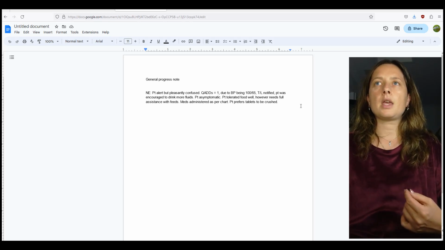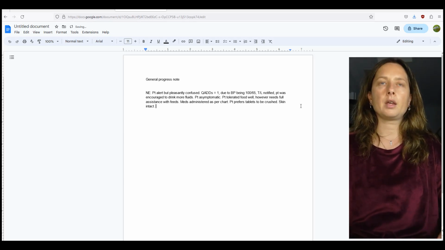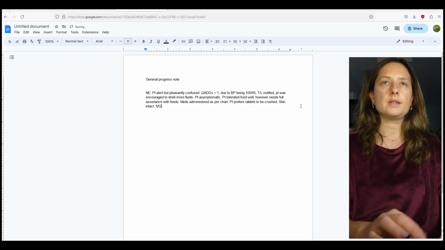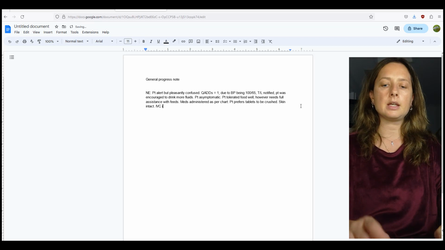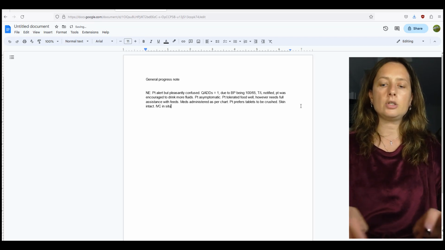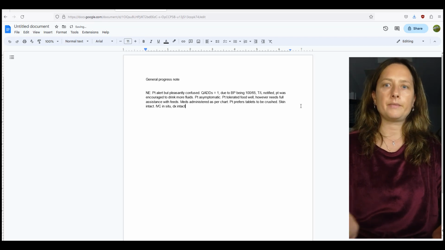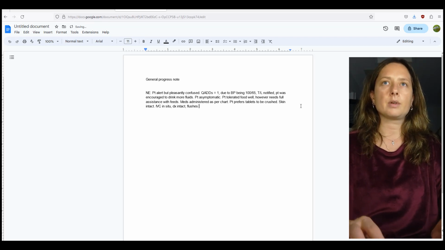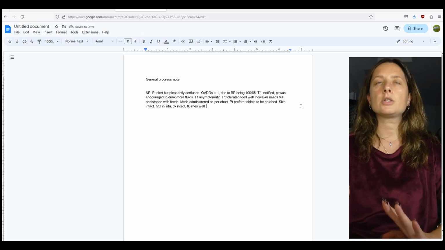Then I would say skin intact, IVC, let's say the cannula, if someone has a cannula, IVC in situ, dressing intact, flushes well. If you've been given, for example, any IV medication throughout the shift, you know it's flushed as well.